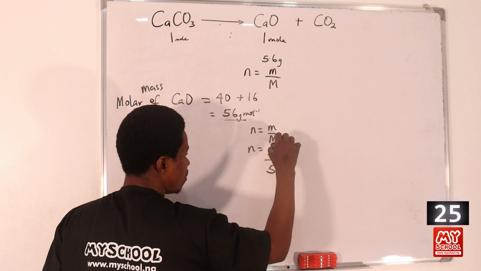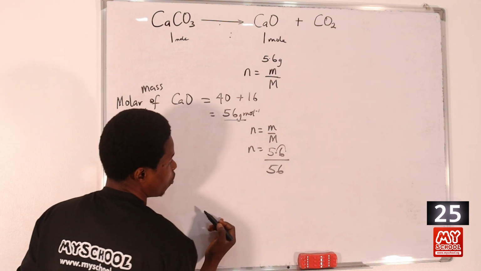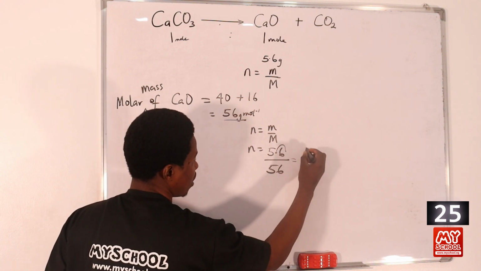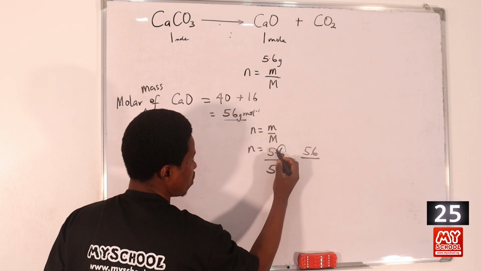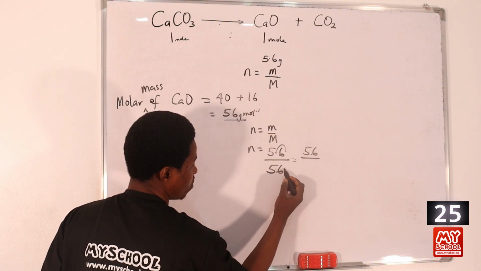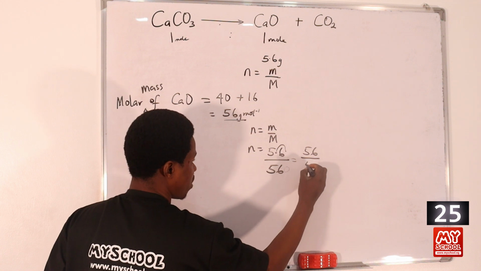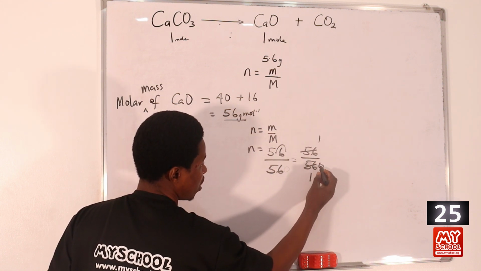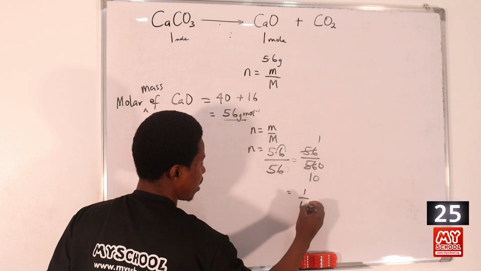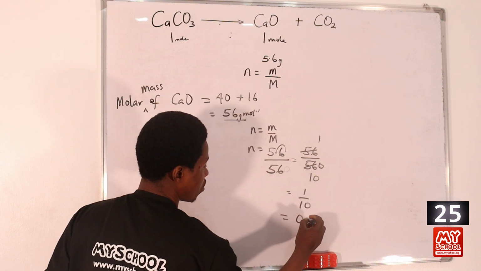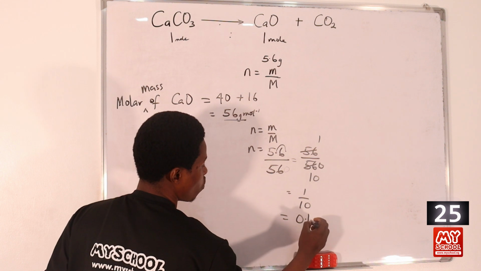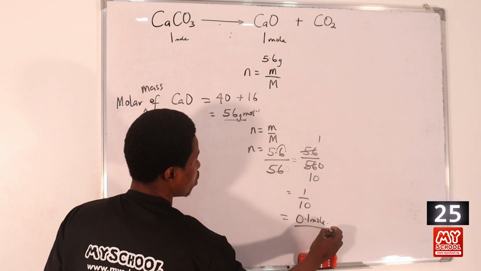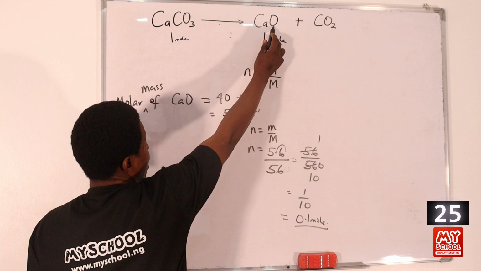Let's see. We move the decimal point once, so that it becomes 56 all over, and we add a 0 because we moved it once. So that is 560. So 56 here, 1, 56 here, 1, then we have 0. So this is 1 over 10. Of course, if you solve that, that gives us 0.1 mole. 0.1 mole of calcium oxide was produced.